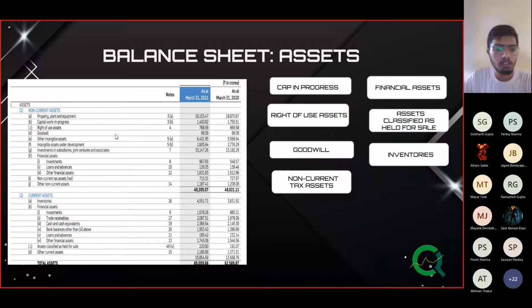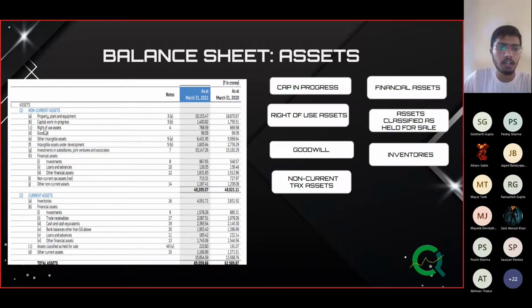Then capital work in progress. Suppose there is one building which is under construction. Suppose Tata Motors is building a plant somewhere, and all the money they have spent till now on that construction comes into the capital work in progress. After the construction of the building is completed, that converts to property, plant, and equipment.